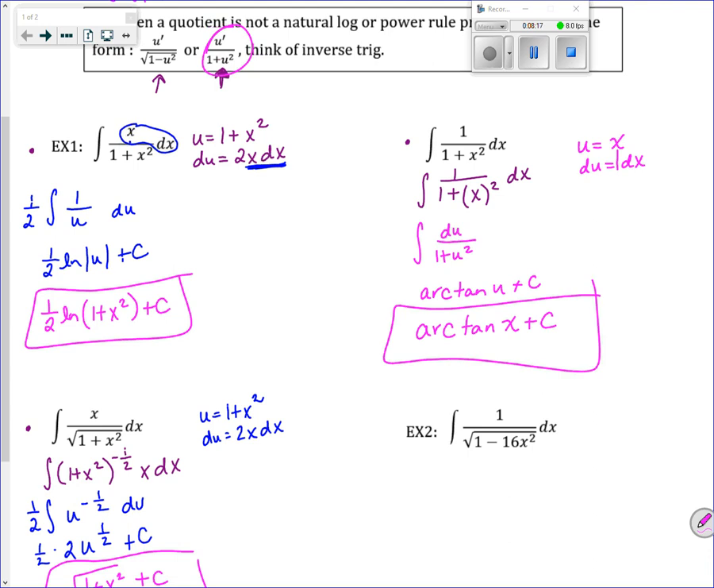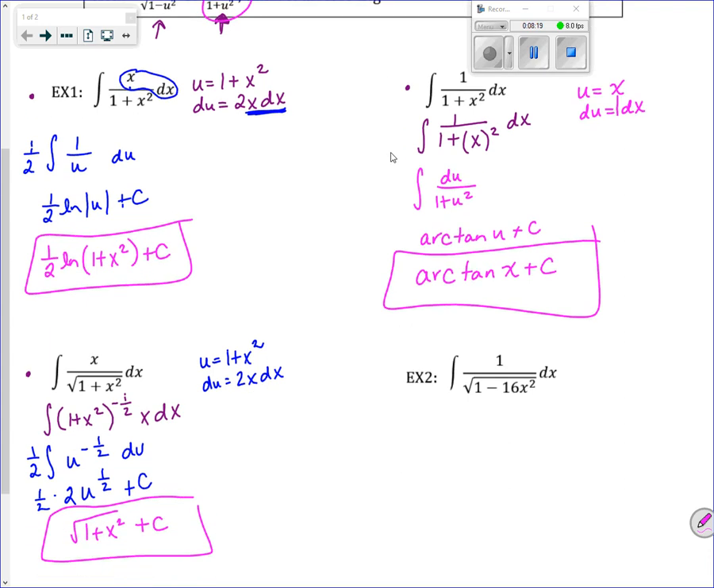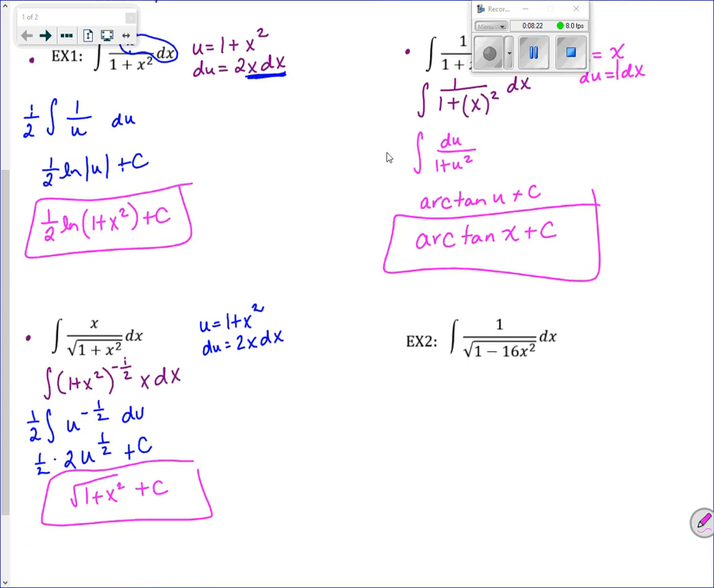Okay, let's look at example 2. Is it a straight power rule? I'm hoping you can see why it's not, because if it were, what you're raising to the power would have an x in it, which you do not have up top. So it can't be a power problem. It's not going to be an ln because the derivative of this whole denominator is way more than 1. It has variables in it. So it's not that. Oh, let me think arc-trig. Well, which one does it look like? Well, the one with the square root.